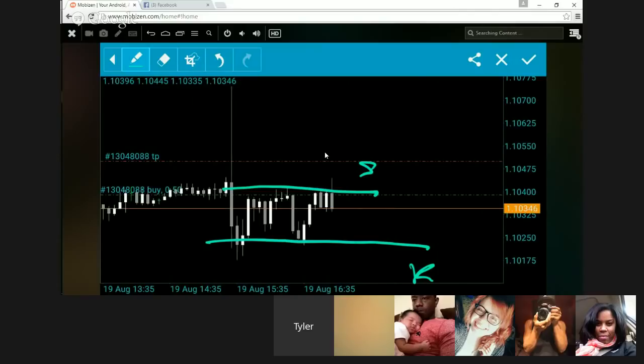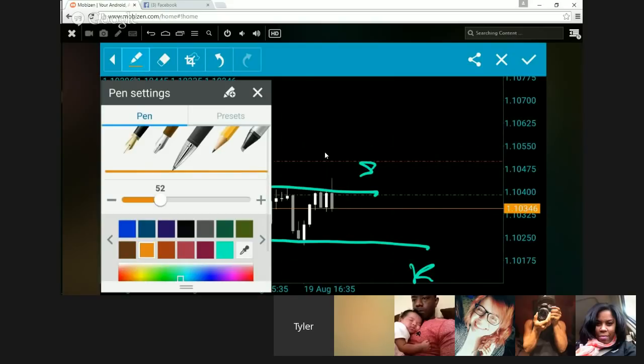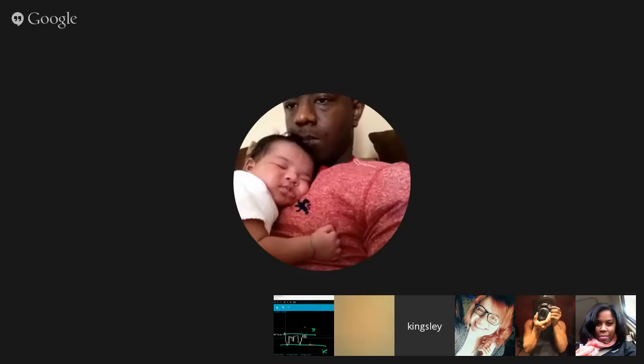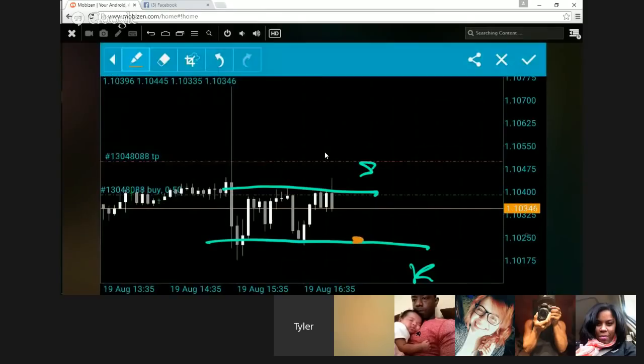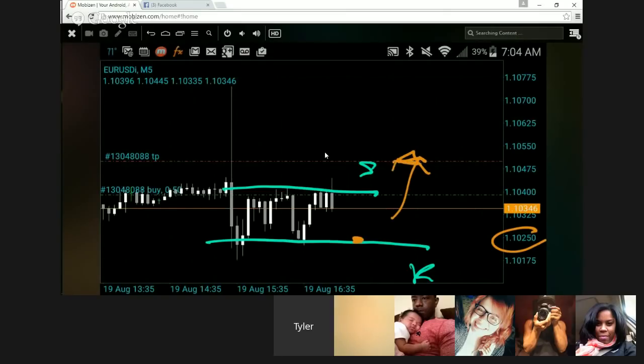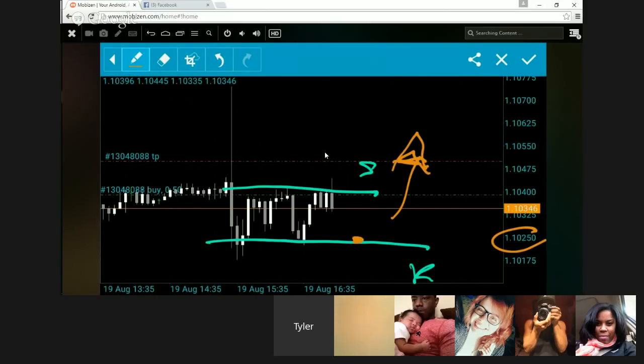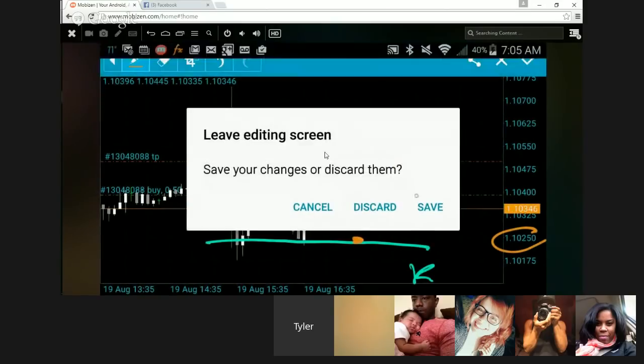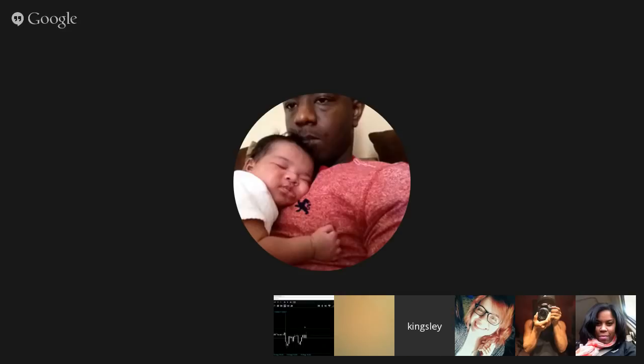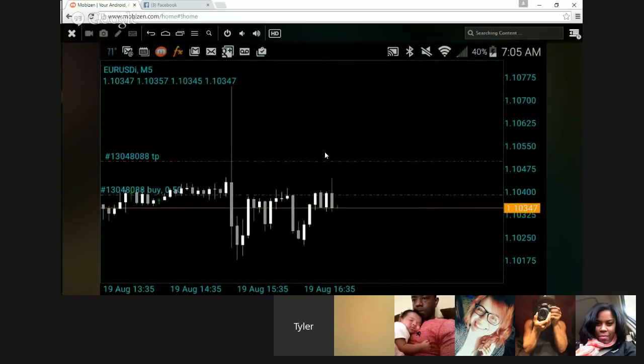So I got my support and resistance. I guess we'll be looking to buy again at this point, 10,250, right? 10,250. Buy it back up and try to hit here. But I'm waiting for that EIA crude stocks exchange right now to hit. So that's kind of why, you know, it is what it is. All right, now let's go look at the Canadian dollar and see if we can get something over there.